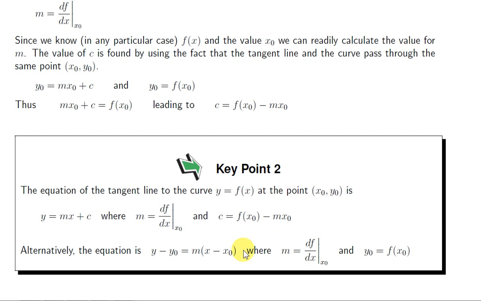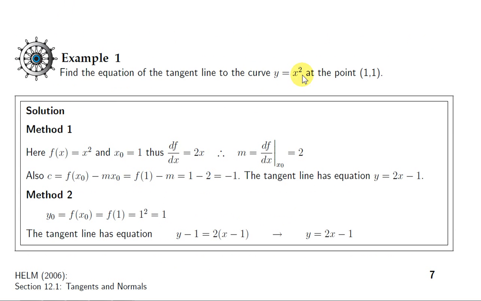Now in practice we would probably just differentiate the curve, plug in x naught to get the slope of the tangent, and then we just use this formula here for the equation of a line. So in this example we want the equation of the tangent line to the curve y equals x squared at the point 1, 1. That's what we saw in the picture. So we'll probably use method 2. We don't have to memorize a formula.